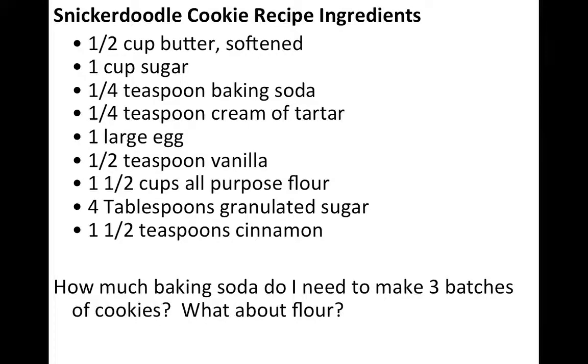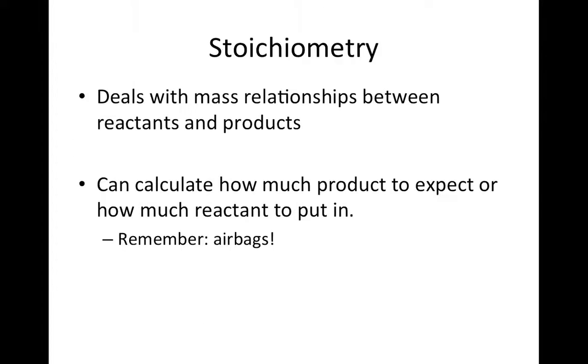So these amounts are dictating and controlling everything about this recipe and how much you need. If you want to triple or double it, then everything is determined based on the ratios of these ingredients. Okay, so that's important, and that's going to tie into everything we do in stoichiometry.